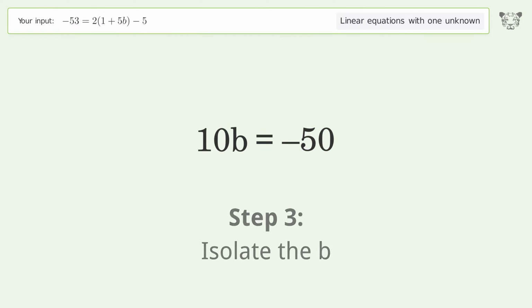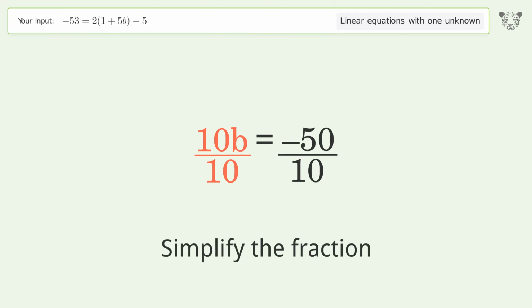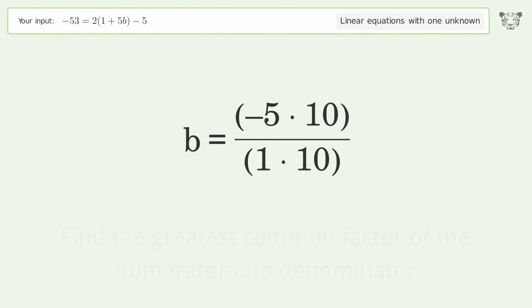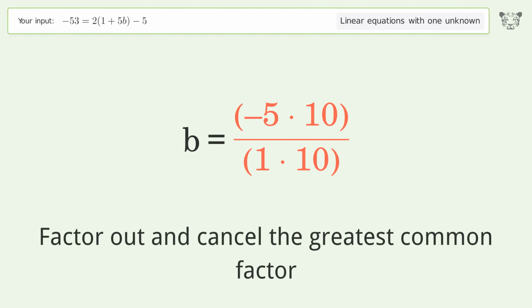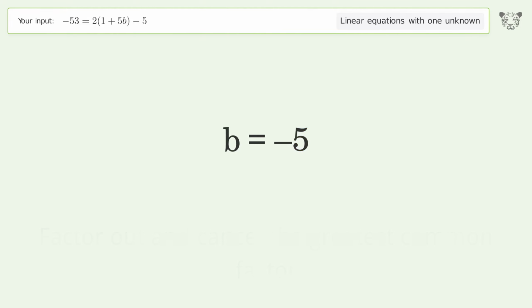Isolate the b. Divide both sides by 10. Simplify the fraction. Find the greatest common factor of the numerator and denominator. Factor out and cancel the greatest common factor. And so the final result is b equals -5.